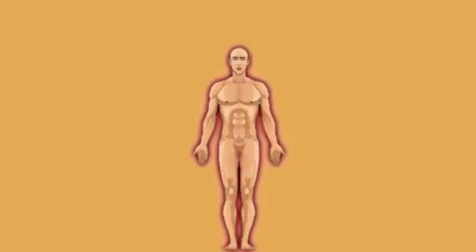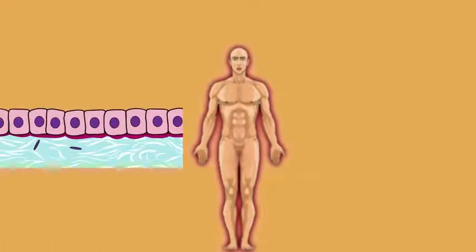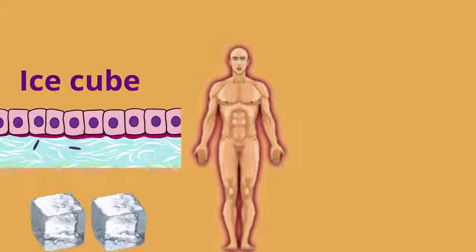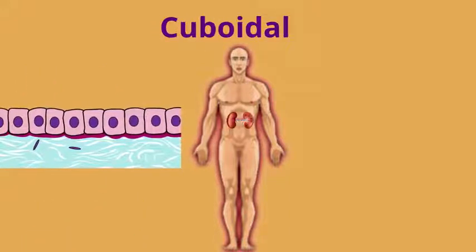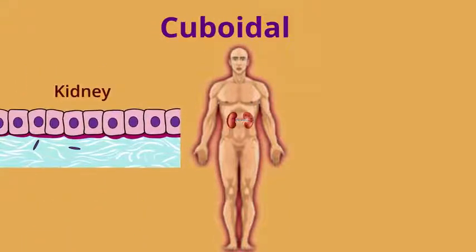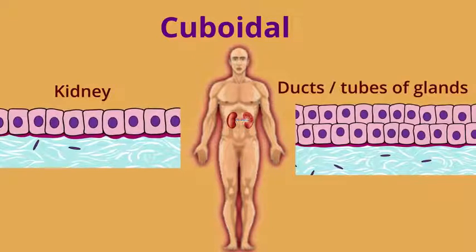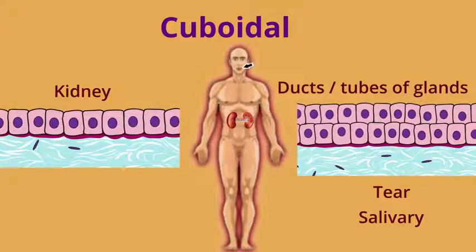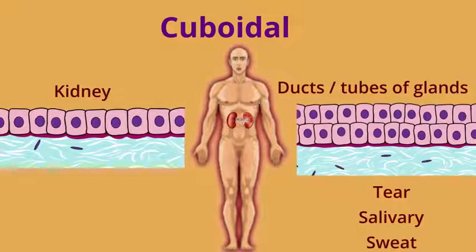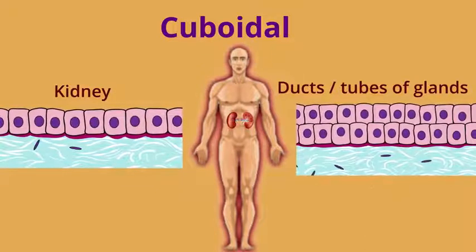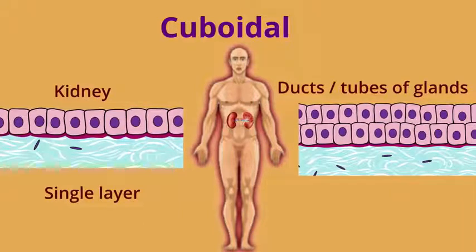Moving to the type of epithelial tissue that has cells shaped like an ice cube. Yes, the cuboidal epithelium is present in our kidneys, and it also lines the ducts of a few glands like the tear gland, salivary gland and sweat gland. The lining of our kidney has just one layer of cells in this tissue.